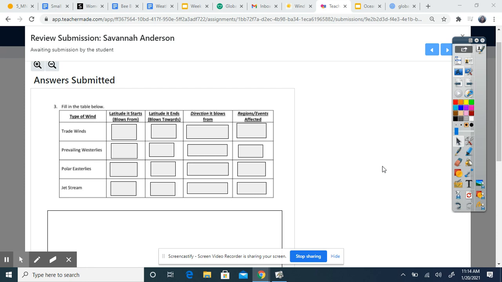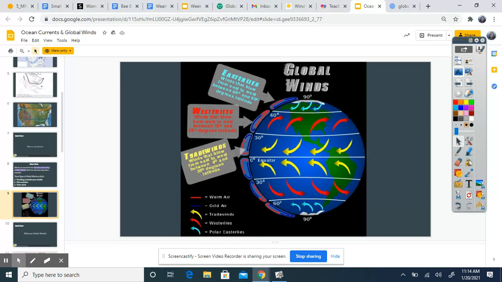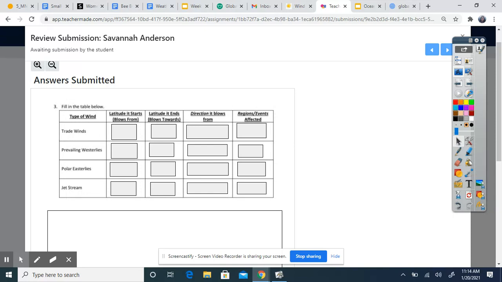Hey guys, so I'm going to go over today's assignment. We have a chart to fill in, and so we are going to need to use our globe. If you want to pull one up, you can just Google global winds and then go to the images, and you can find an image like this one right here. So if we look at our chart, our first one is trade winds.